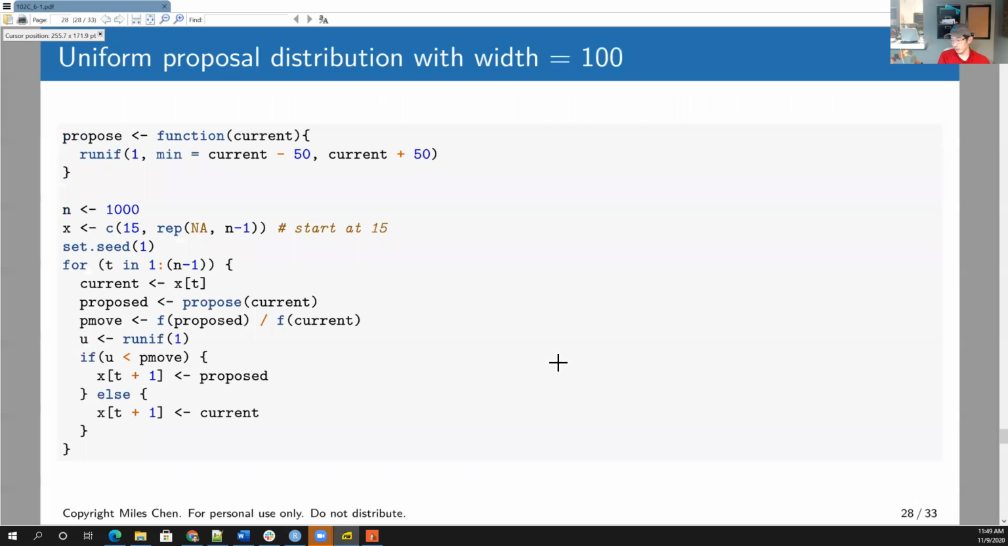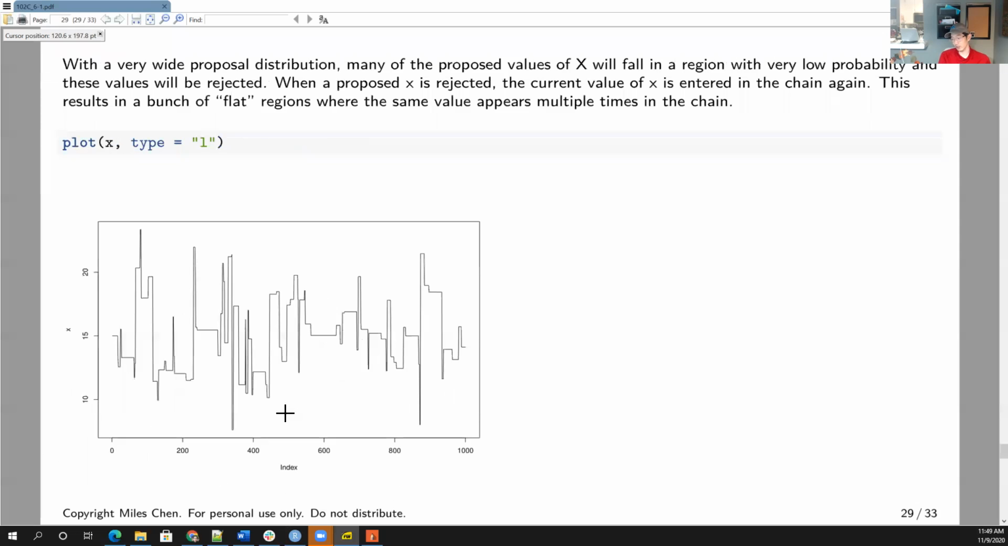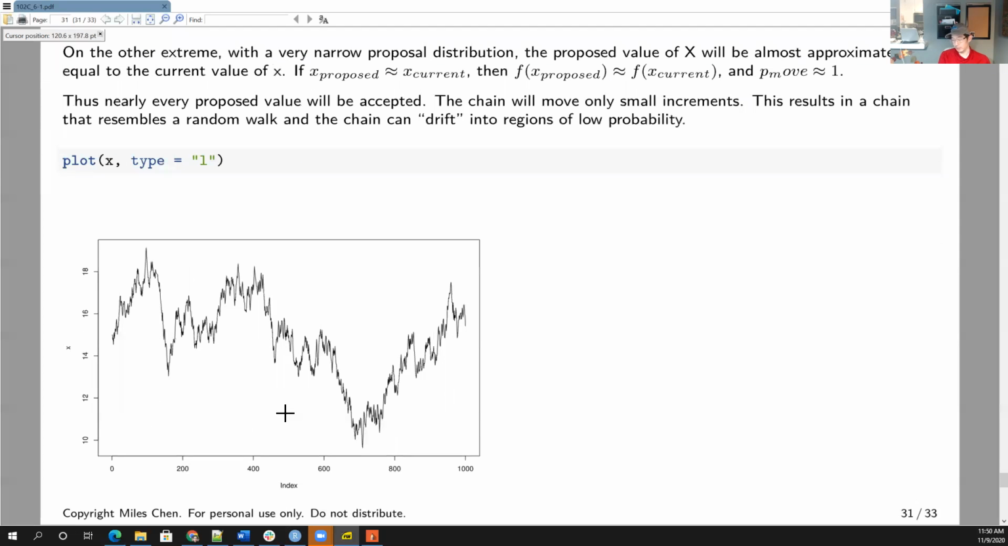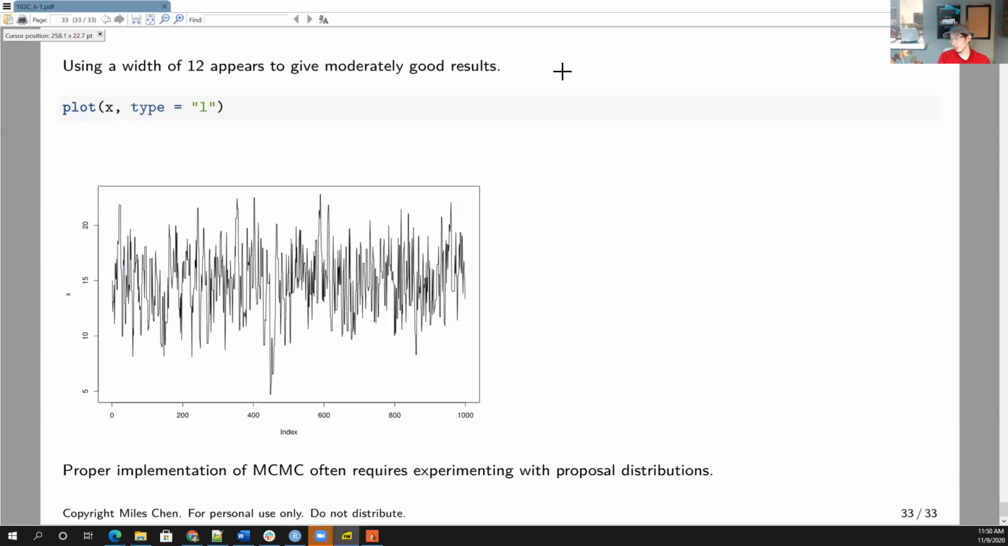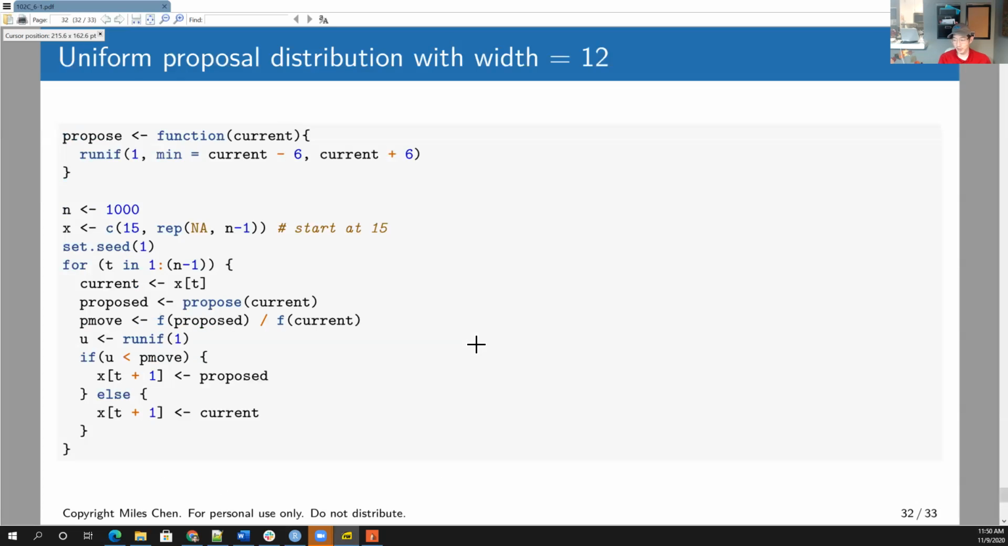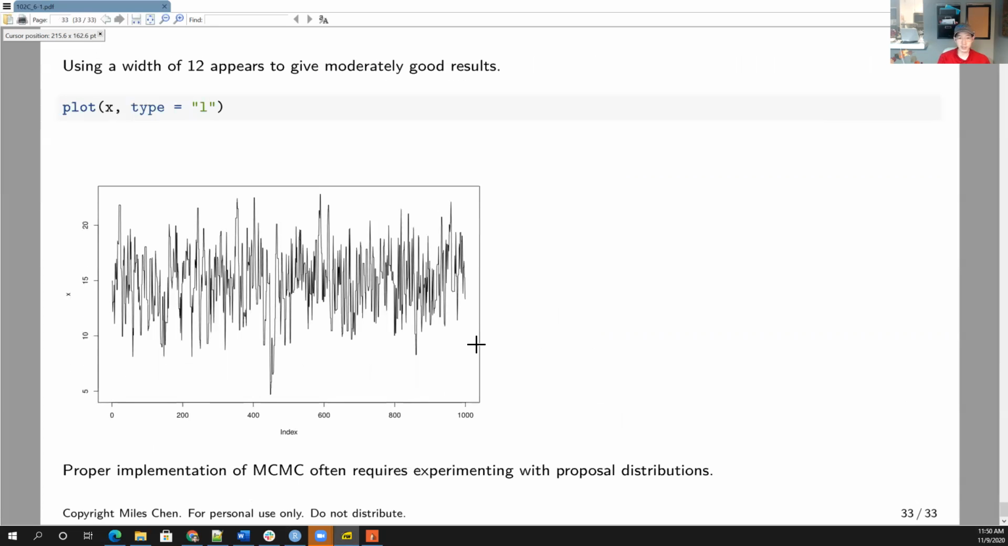Because remember, the target chain that we want is something that looks like this. This is what we want it to look like. This is independent. Now that's impossible. That's an impossible standard to achieve. But we can say, well, this is no good, and this is no good. So here's something in between where I try a width of say 12. And this is the trace that it looks like. And I would say this looks decent. It's not perfect, it's not exactly the same as this, but it looks fairly decent as well. And that's using a proposal width of around 12 or so.